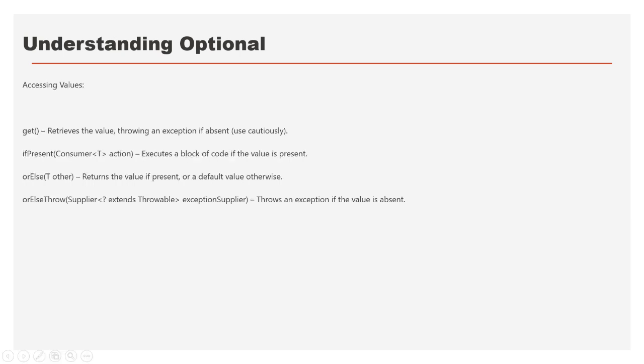Now, how do you access those values? There is a get method which retrieves the value, but if it is not able to retrieve, it throws an exception, so you have to use it very cautiously. Then there is ifPresent, which executes a code block if the value is present. There is orElse, which checks if the value is present, or else returns your default value. And orElseThrow checks if there is a value, or else throws an exception.